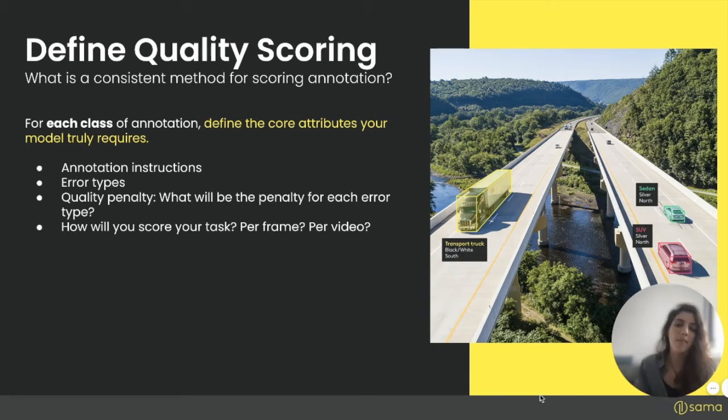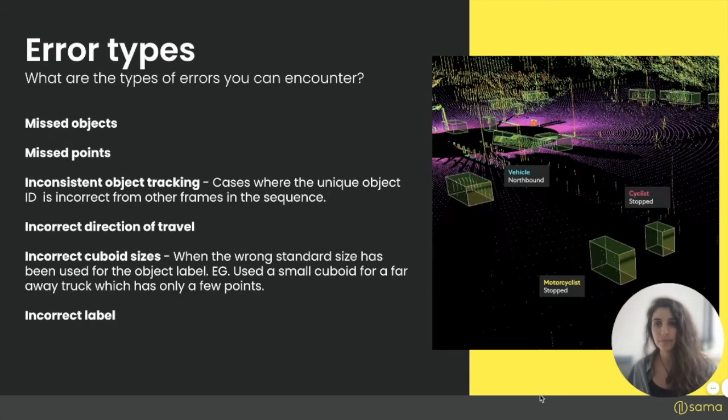If you do want that, then you might be better with per video scoring, because you want to know if that object has been tracked across the video. And if you don't want object tracking, for example, you might be okay with per frame scoring. So this is also an important thing that you have to consider when you want to score your tasks. Now let's talk about error types.